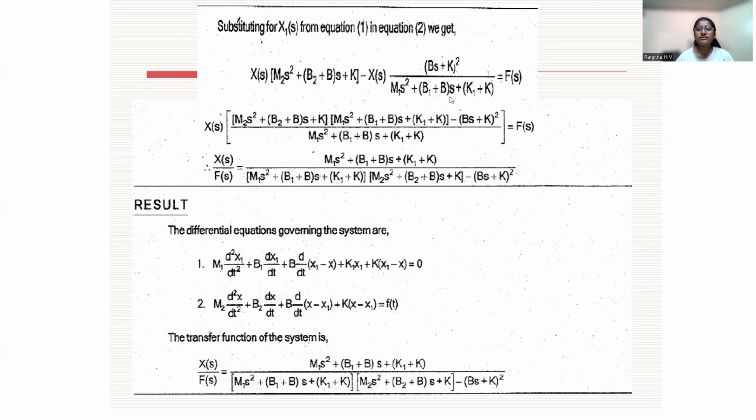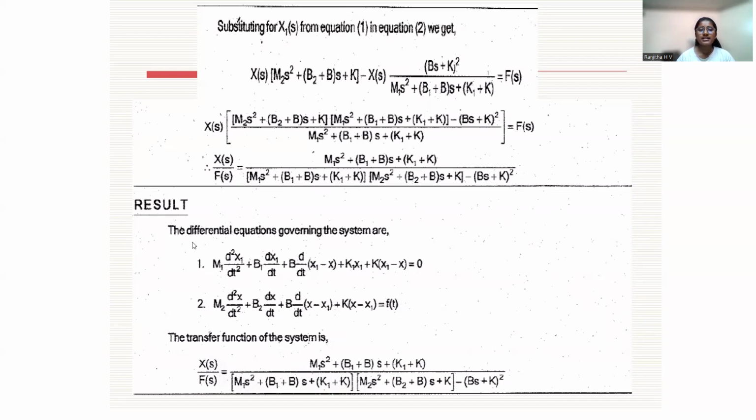Then we take F of s outside and we get the equation like m1 s square plus (b1 plus b) s plus k1 plus k divided by [m1 s square plus (b1 plus b) s plus k1 plus k][m2 s square plus (b2 plus b) s plus k] minus (bs plus k) square. This is the expression we need to prove for this question.